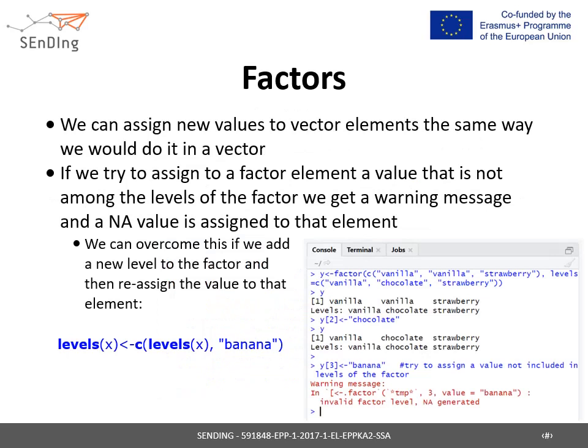We can assign new values to factor elements the same way we would do it in a vector. In the example code on the bottom right of the slide, please notice that if we try to assign to a factor element a value that is not among the levels of the factor, we get a warning message and NA is assigned to that element. We can overcome this if we add a new level to the factor and then reassign the value to that element. To add a new level to the factor of the previous example, we can use the levels function and the vector concatenation function c as shown below.